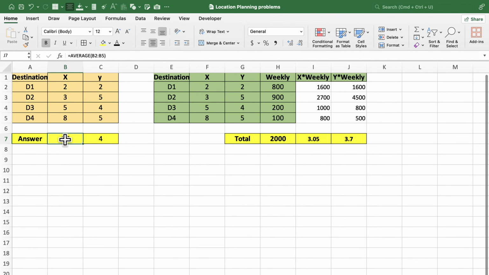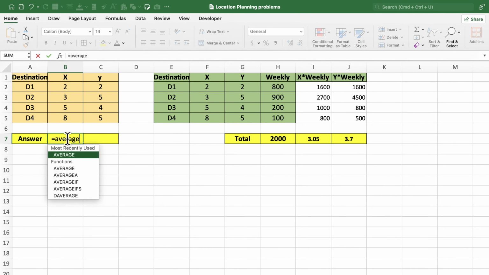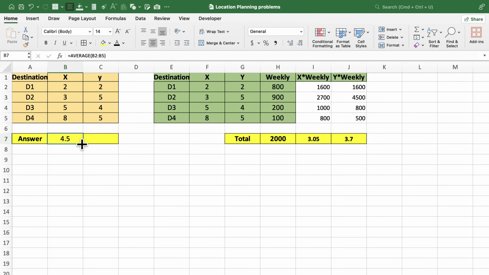The next one is using the center of gravity method. There are some questions for which we have just simple x and y coordinates. So in this case, we will just take the average. There is hypothetical data, which means this is destination 1, 2, 3, 4, and x coordinates are 2, 3, 5, 8, and y coordinates are 2, 5, 4, 5. So we will simply take the average of each. So average is equal to the average of this one, and if I drag it sideways, that gives me the average for y. So the answer for this hypothetical problem will be 4.5 and 4.